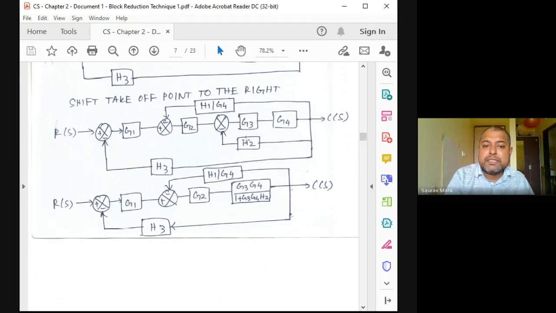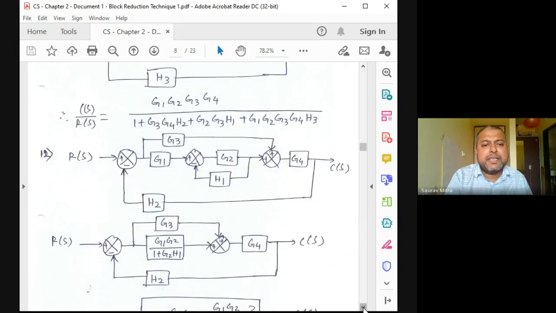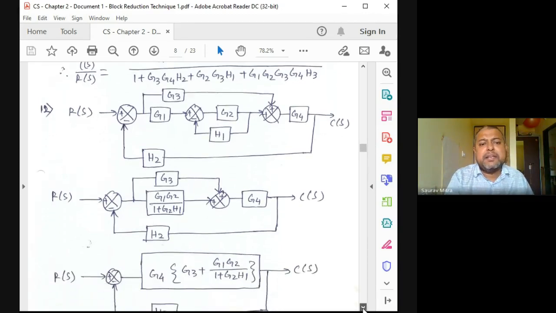So you first solve this, and whatever you get, that is multiplied with G2, and then solve this loop. Whatever you get, multiply that by G1, that becomes a forward gain, and then you solve it by H3. So finally the result you have got is G1, G2, G3, G4 by this thing. Likewise you can proceed. Now you are solving, so another 10 minutes is there.